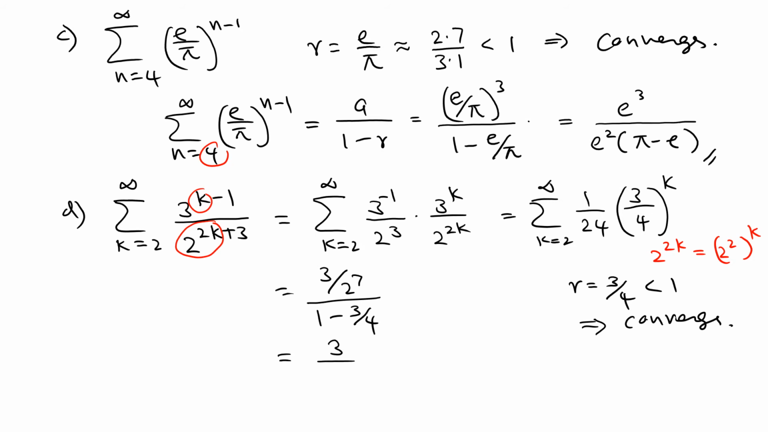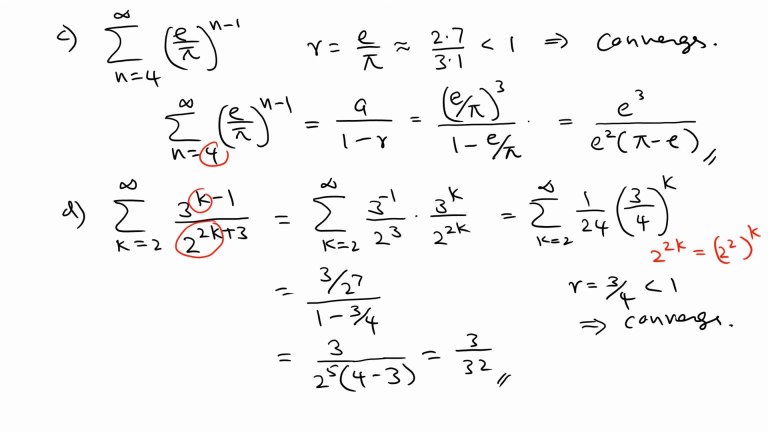So it's 2 to the 5th, 4 minus 3. And you can see that this is 3 over 32. Good. That's what you get for these kinds of problems.